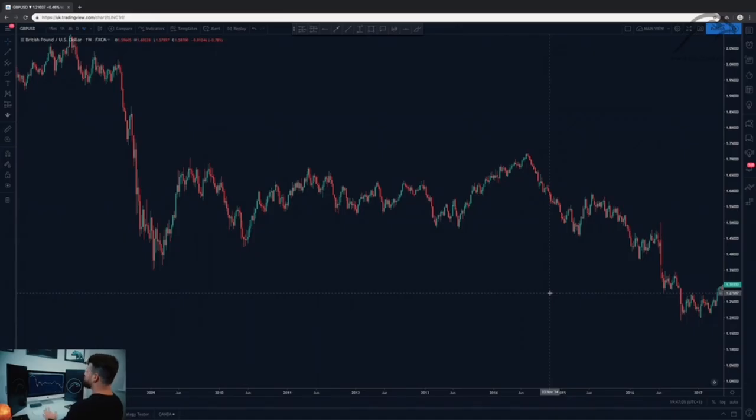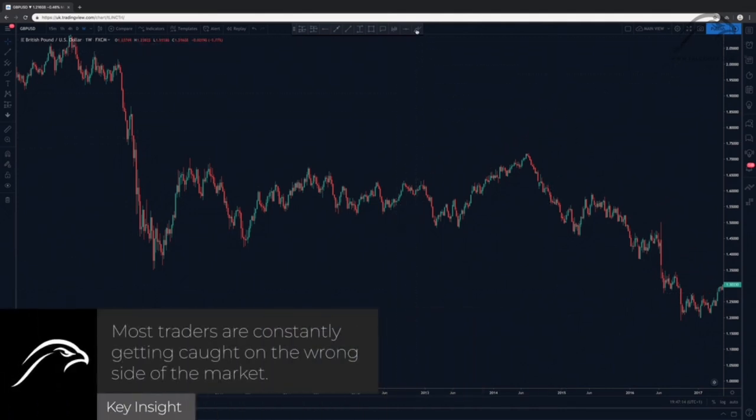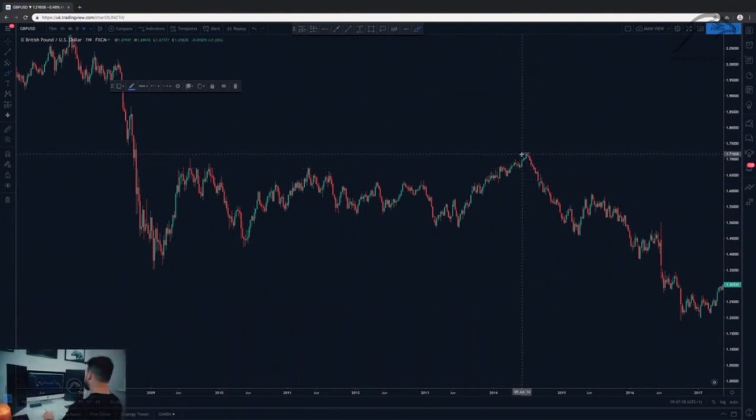So now let's take a look at this more visually. So why are people getting caught into this 90-90-90? Why are they losing that money in 90 days? Well, one of the main reasons is that they're getting caught on the wrong side of the market. So what does that mean? Well, in layman terms, essentially what they're doing is they are buying the highs and they're selling the lows.